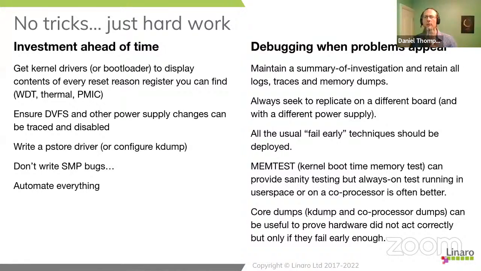On the other side, when the problem has actually occurred, first and foremost, good record keeping. So maintaining a summary of investigation. That's basically a counterbalance to a tendency to say, my board randomly failed, so I tried this, this. And when you hand that information to somebody else, they just get completely stuck. Well, why did you do that? That's just randomly kicking it to see what it does, which desperate people do. Desperate people certainly do. That's what turning off the power supply changes is an example of.